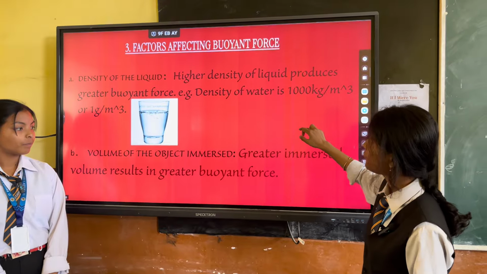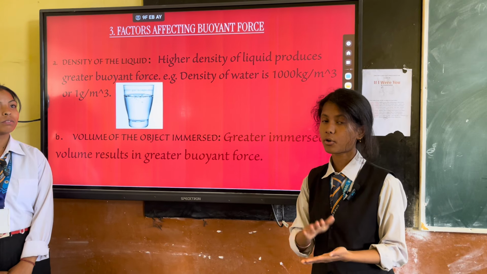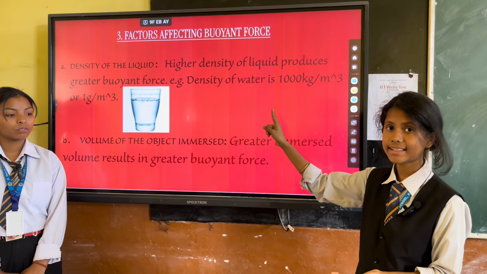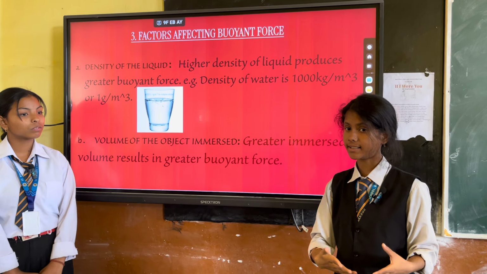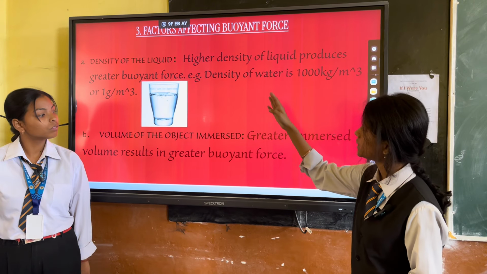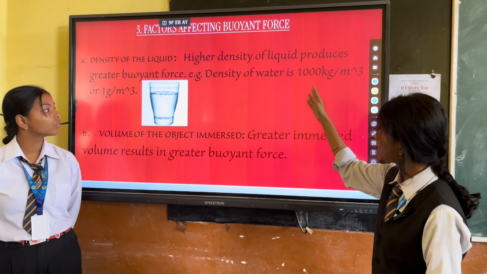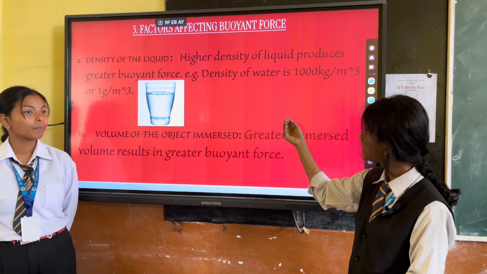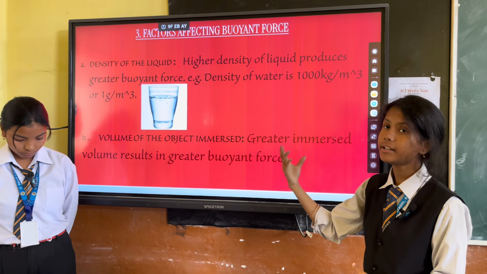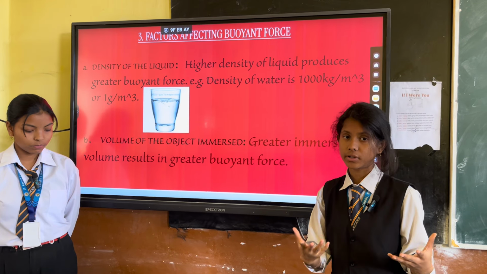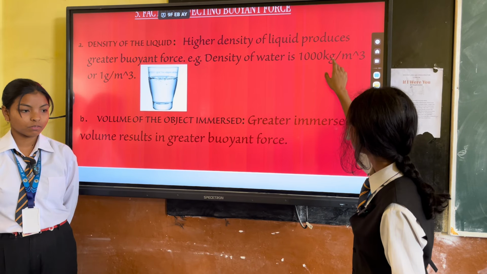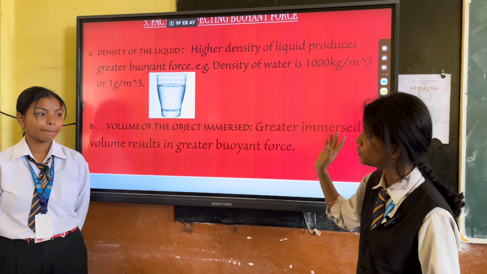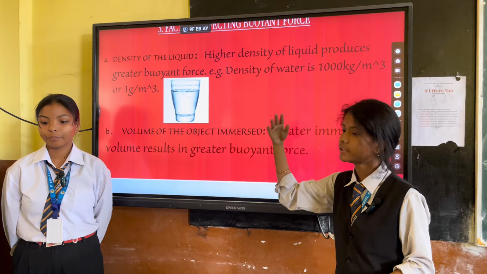Now, what are the factors which affect the buoyant force? There are two main factors: density of the liquid and volume of the object that is immersed in the liquid. When we look at the density of the liquid, it is stated that the higher the density of the liquid, the greater the buoyant force. Example, the density of water is 1000 kg per meter cube or 1 gram per centimeter cube.